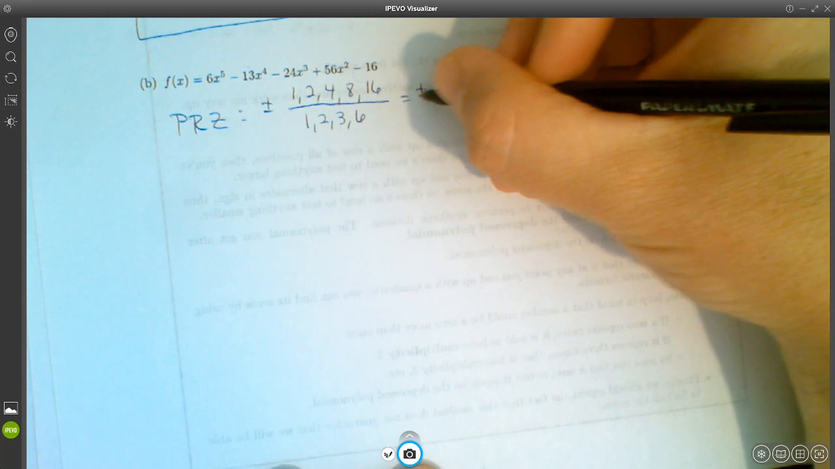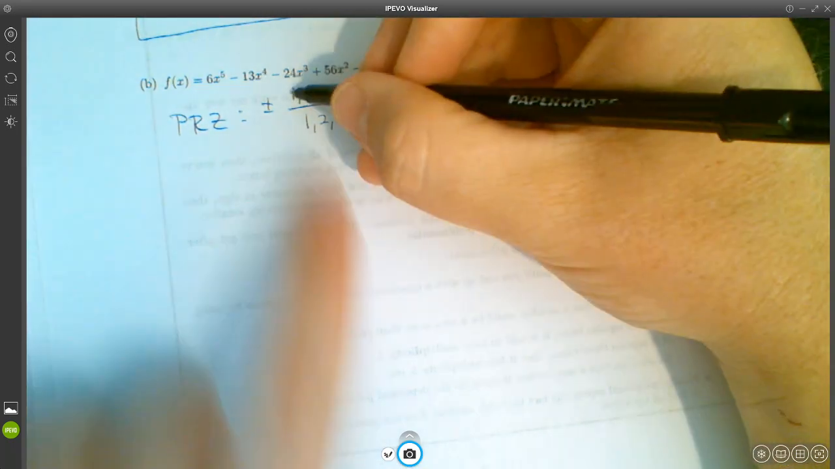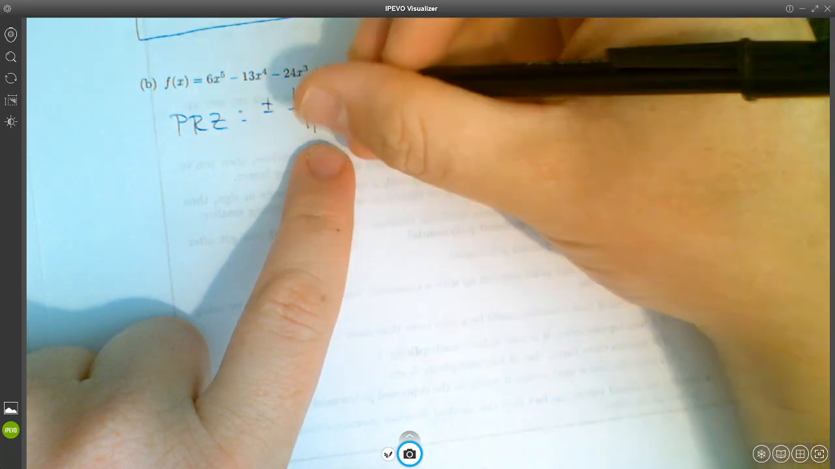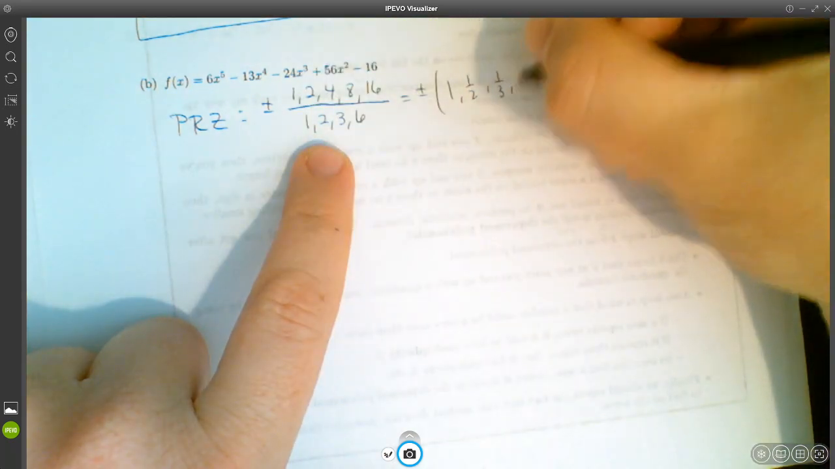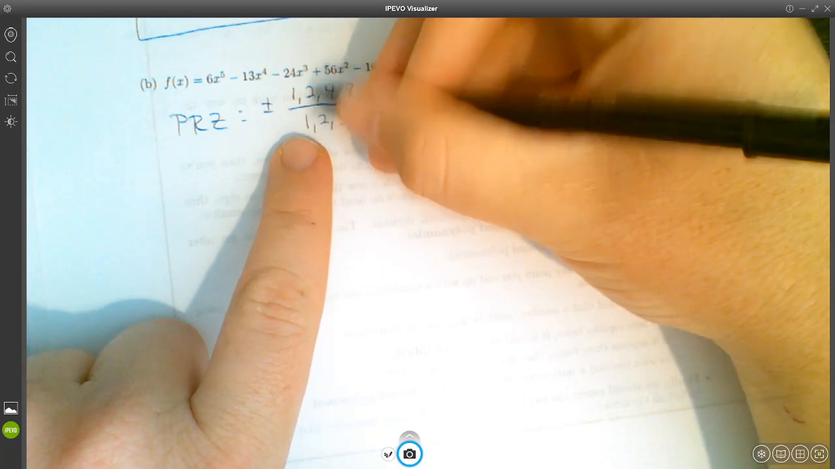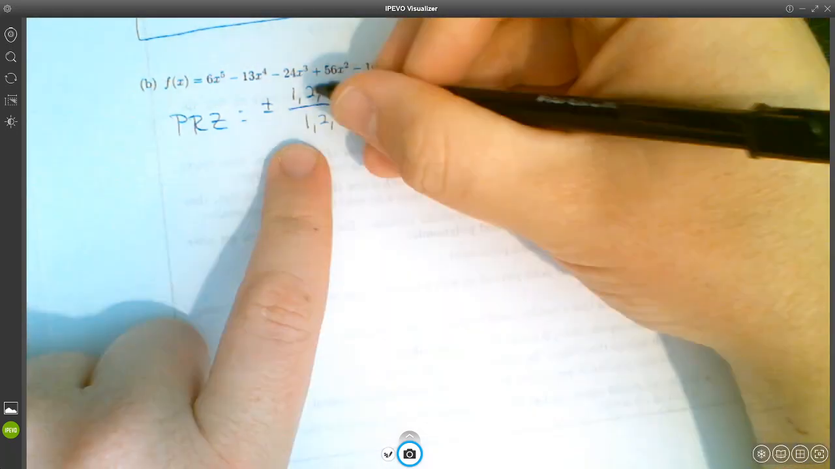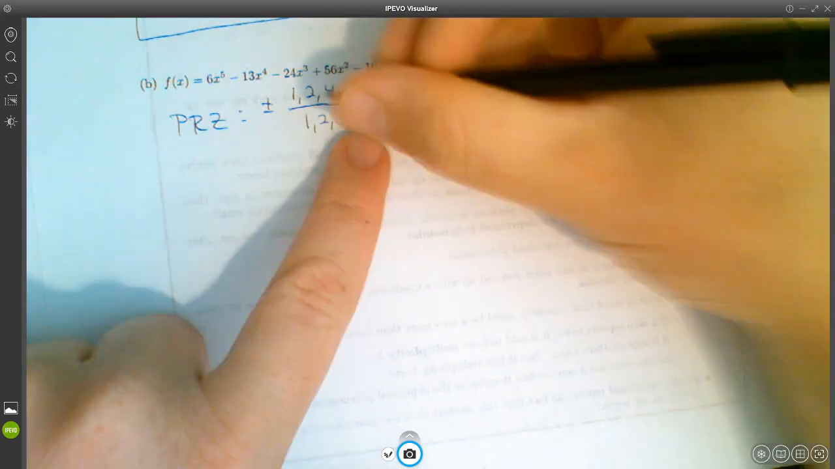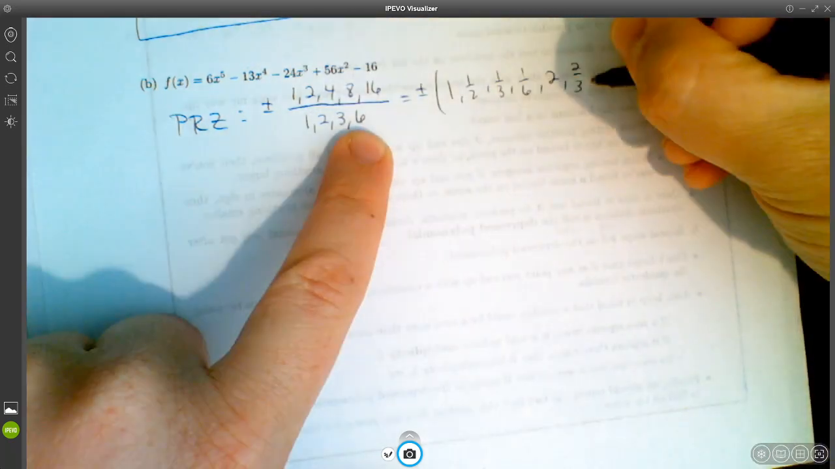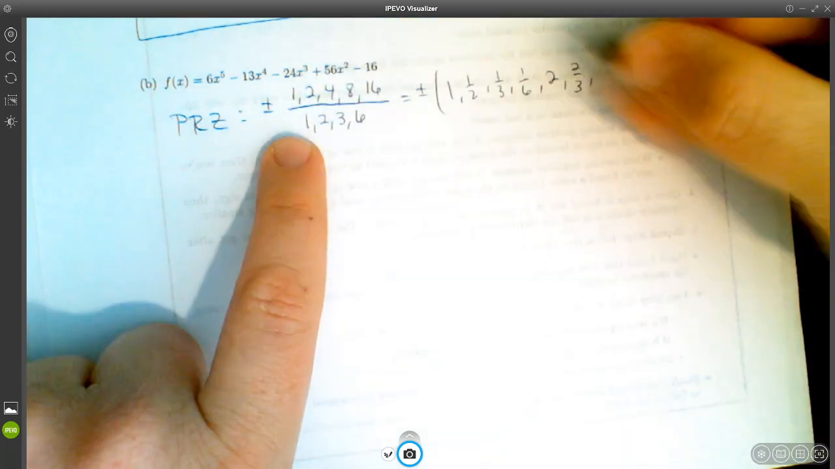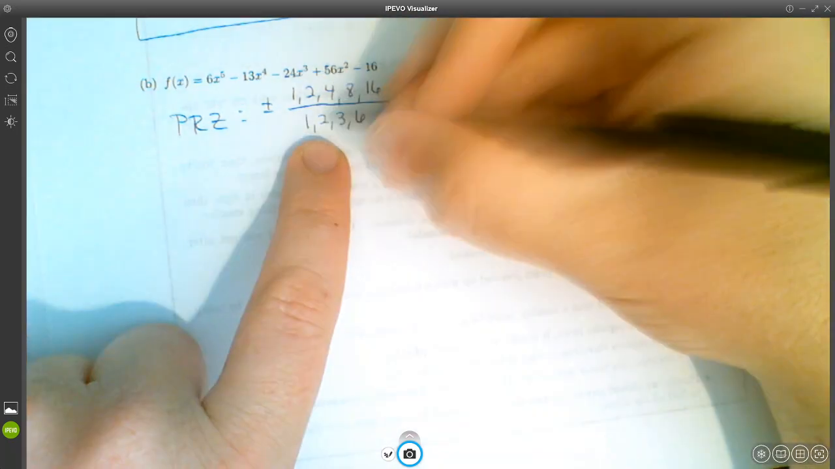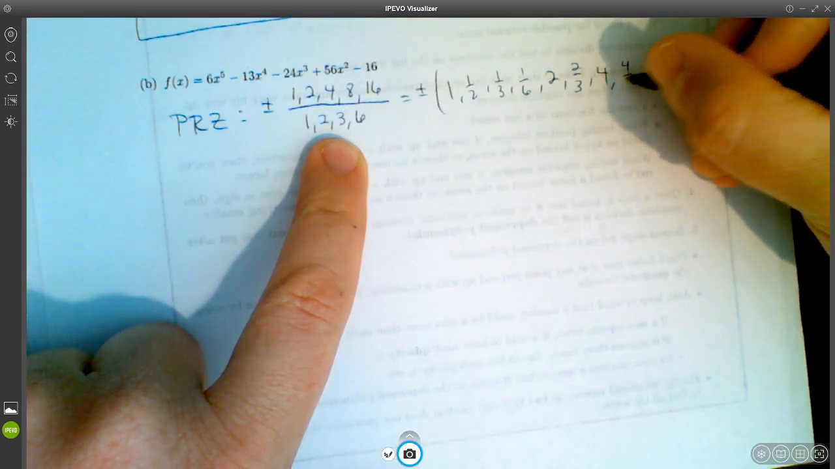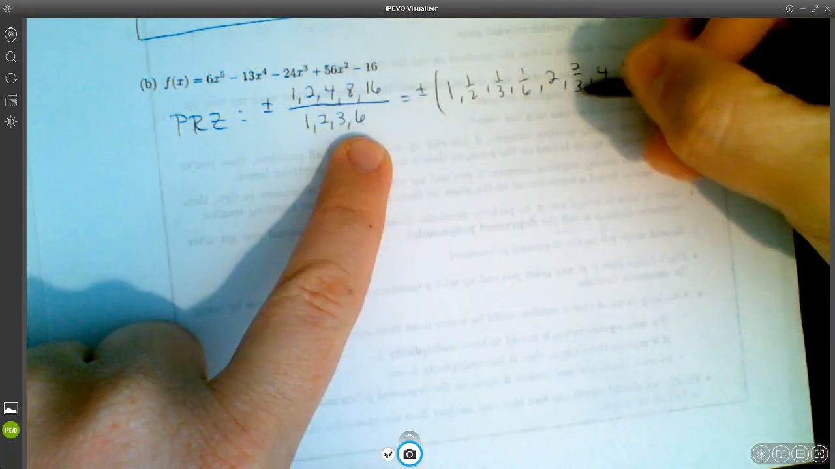Let's see. So it's going to be plus or minus 1, 1/2, 1/3, 1/6. 2. 2 divided by 2 is 1 again. 2/3. 2/6, which is the same as 1/3. Okay. 4. 2. Already written. 4/3. 4/6, which is the same as 2/3.